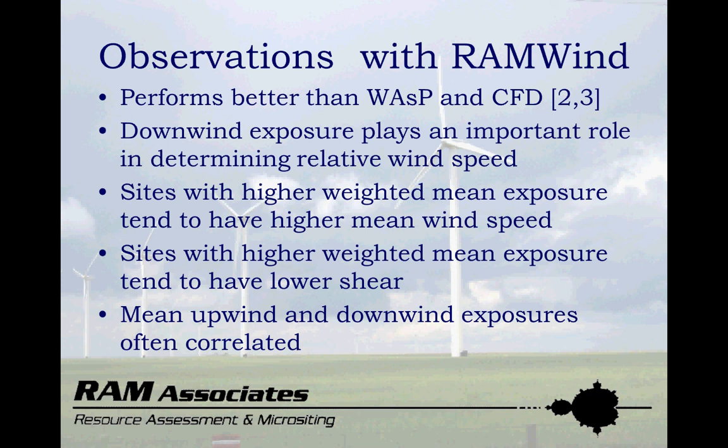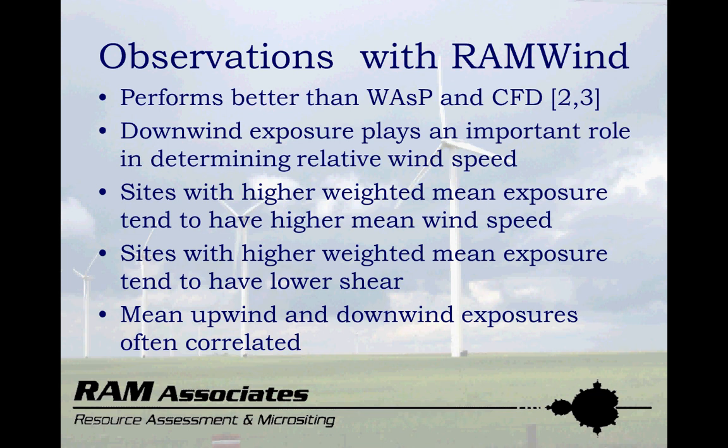One of the basic concepts with RAMWind is that it is used to define terrain effects on wind speed, not due to trees and so forth. So hopefully the tree effects are all taken out of the data, or hopefully no trees to begin with.